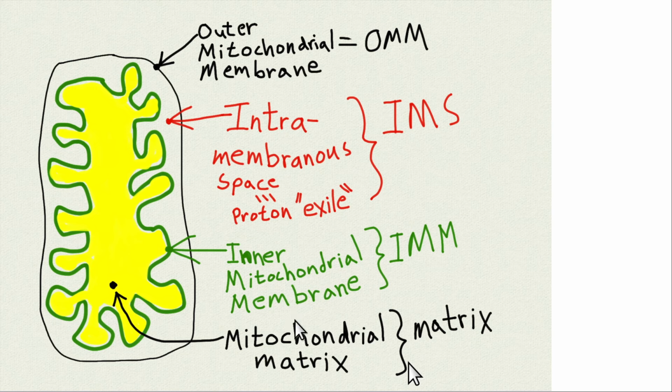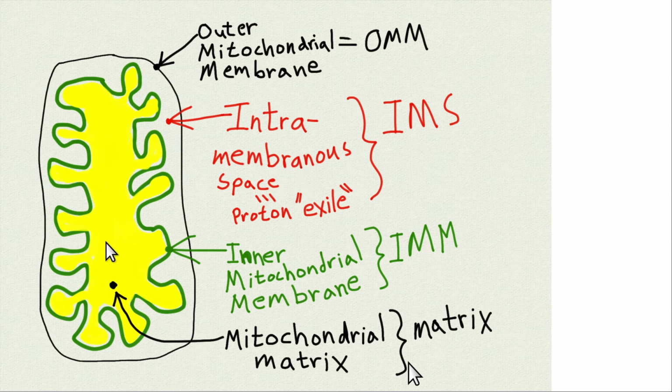First, their size is about 1 micron in length. They have an outer mitochondrial membrane, abbreviated OMM. They have an inner mitochondrial membrane here in green, and that's abbreviated IMM for inner mitochondrial membrane. There's a space between the outer and the inner membranes called the intramembranous space. Okay, so intra means like in between in this case. Anyways, you could actually call it the intermembranous space. We're going to call it the intramembranous space, IMS.